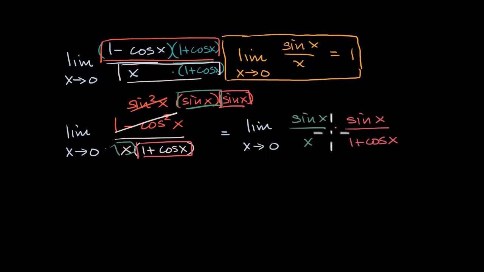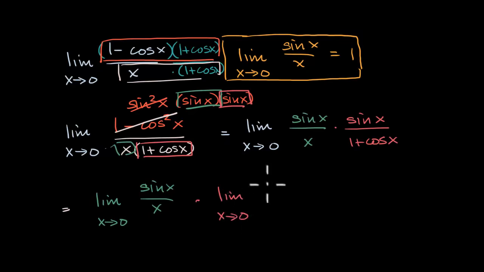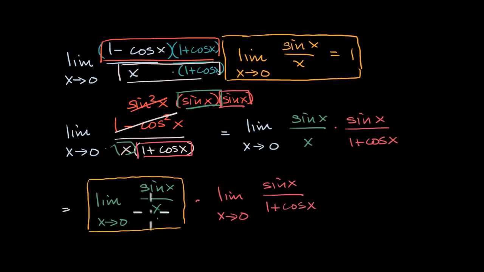Well, here the limit of the product of these two expressions is going to be the same thing as the product of the limits. So I can rewrite this as the limit as x approaches 0 of sine of x over x times the limit as x approaches 0 of sine of x over 1 plus cosine of x. Now, we said going into this video that we're going to assume we know what this is. We prove it in other videos. What is the limit as x approaches 0 of sine of x over x? Well, that is equal to 1.